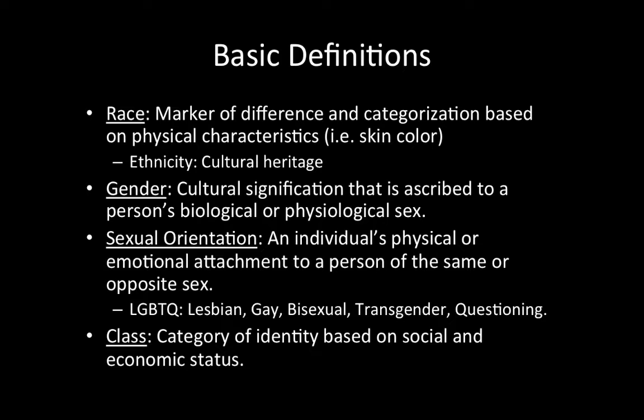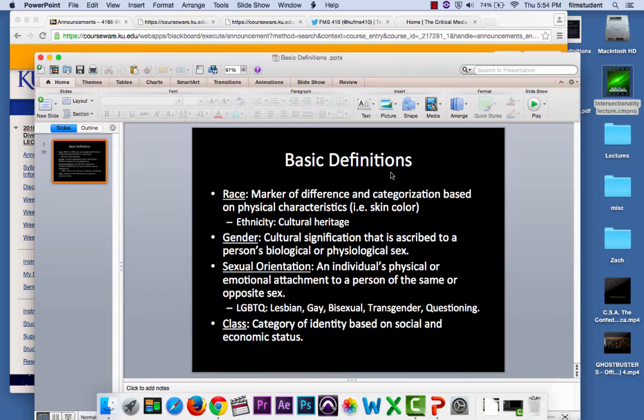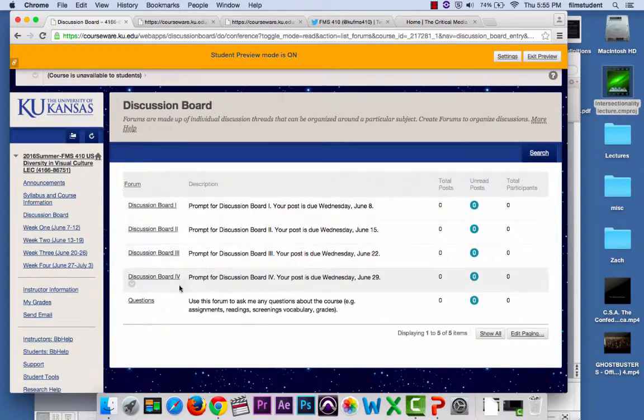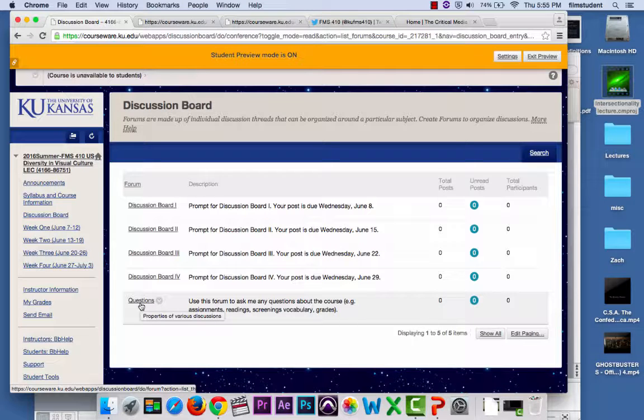I'm going to put this basic definition chart on our Blackboard page so you can have a baseline to work from as you keep going through our course. And I want you to remember that if you have any questions about the class, about grading, about assignments, anything, you're always free to email me. I've also created a Blackboard forum under the discussion board for you to ask those questions.